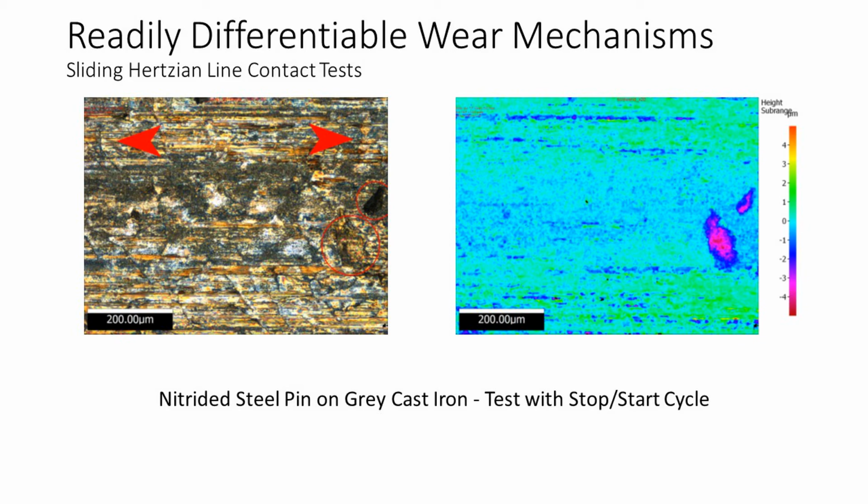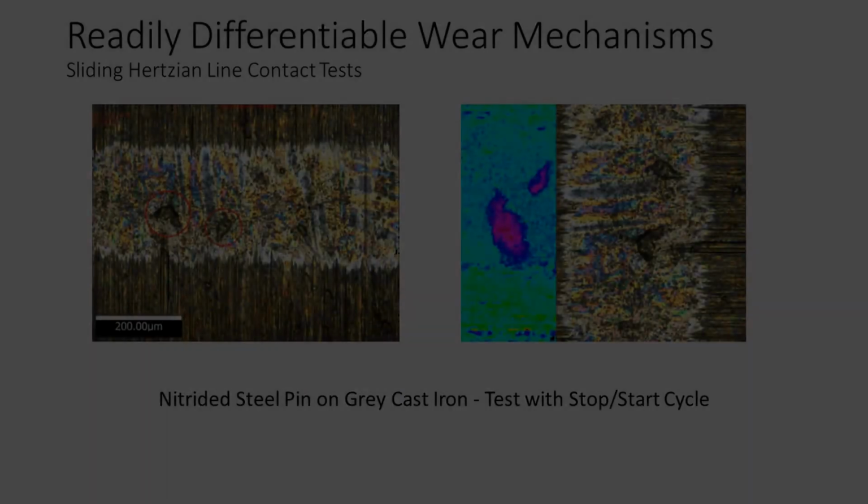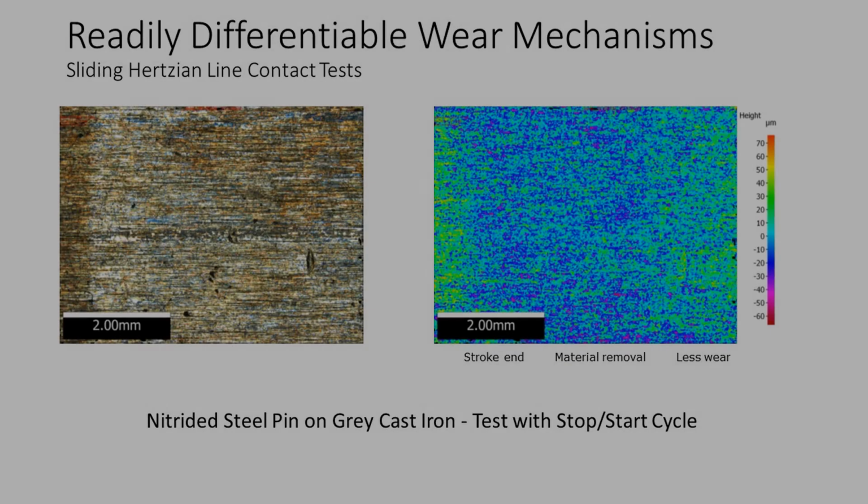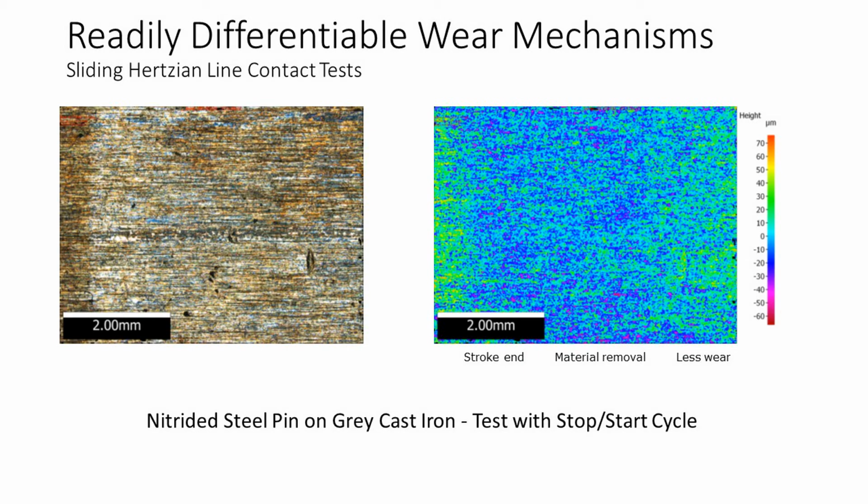At the stroke end, on the plate specimen, we observe material pull-out with corresponding material transfer to the surface of the moving specimen. Unlike with the temperature ramp test, where debris accumulates at stroke end, with the stop-start test, we see removal of material at the stroke end, the white areas, and less wear as we move away from the stroke end. The stop-start process spreads wear zones further along the contact.